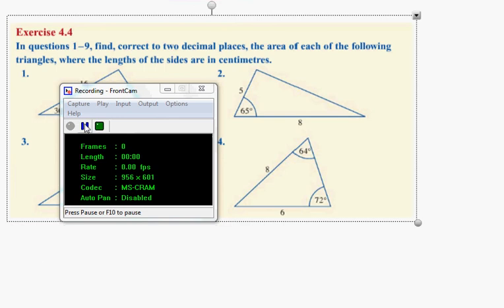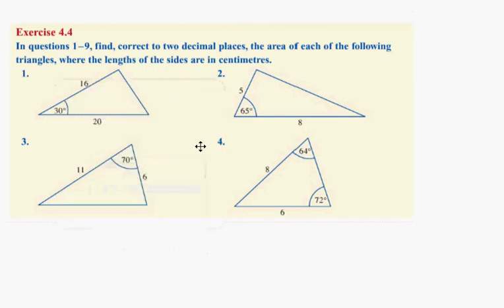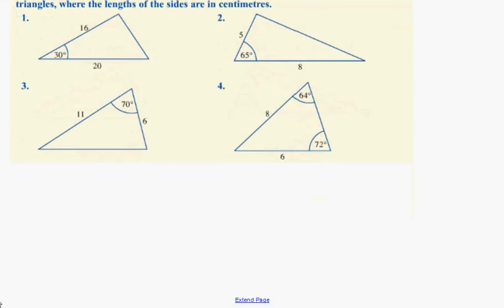So look, in the following we're asked to get the area of a triangle, okay? To get the area of a triangle is really easy. All you have to use as the formula is a half AB sine C. Let me explain.